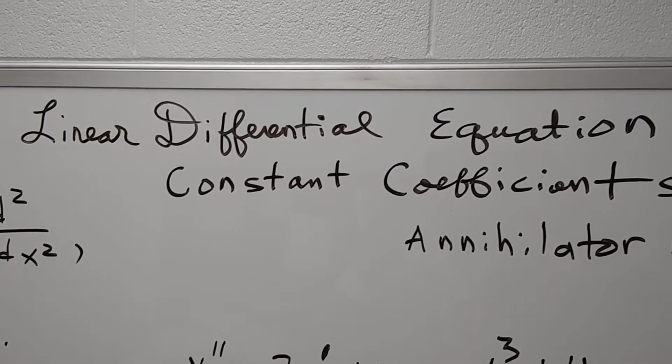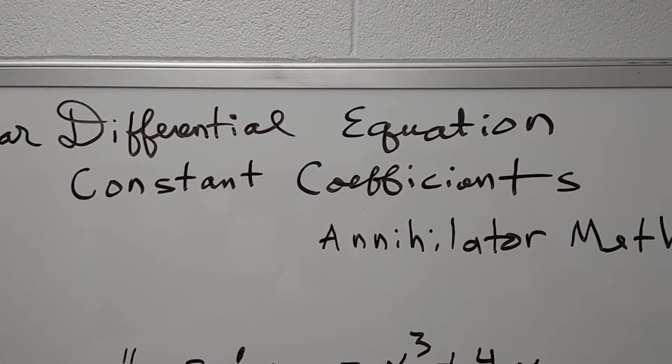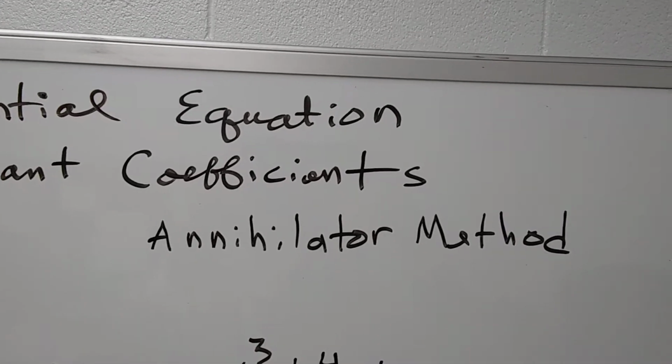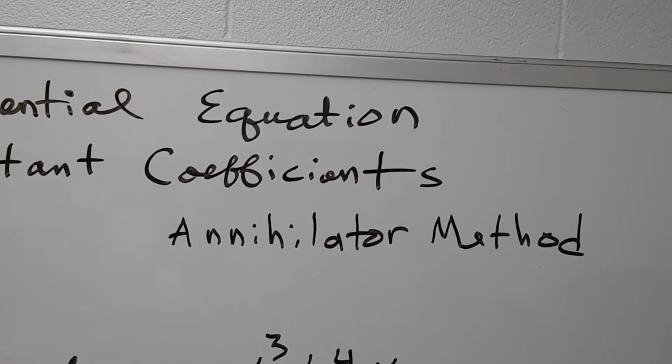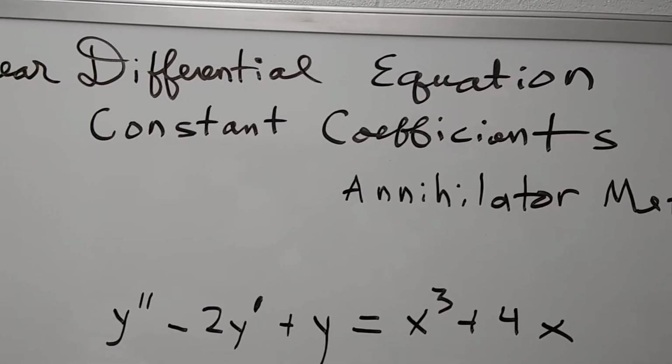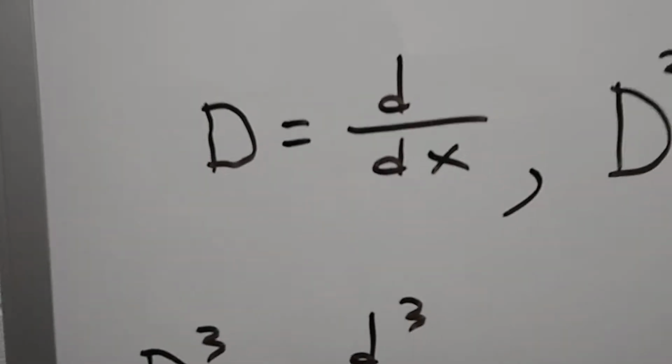So today I'm going to look at a linear differential equation with constant coefficients. We're going to use the annihilator method to annihilate whatever functions are on the right hand side of my linear differential equation with constant coefficients. We've got to use some operator notation.